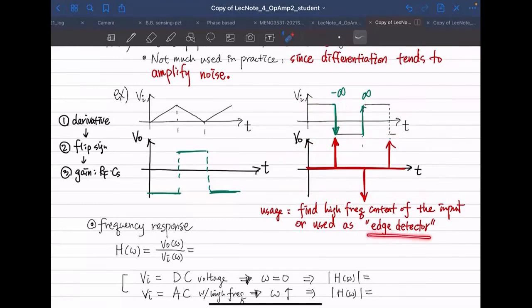And I'm not sure whether this is being used in that area, but edge detectors are very often used for signal processing, and these days AI, image processing, those kinds of things.